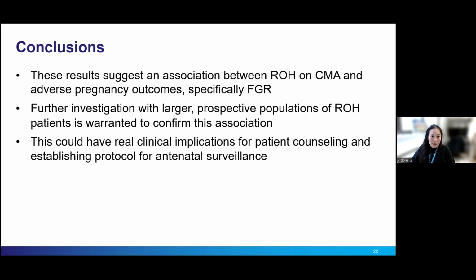In conclusion, regions of homozygosity identified on prenatal chromosomal microarray were associated with an increased risk of adverse pregnancy outcomes, particularly fetal growth restriction. These findings underscore the need for larger prospective studies to confirm this association and to create standardized approaches to interpretation and counseling.